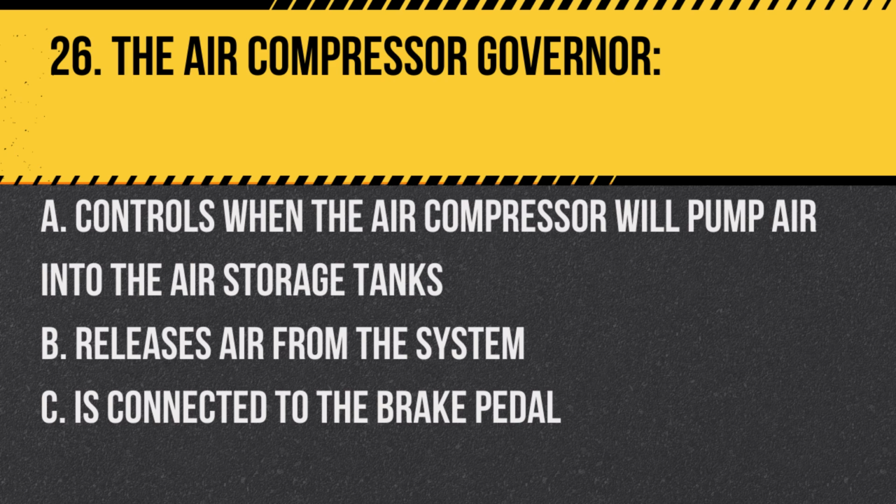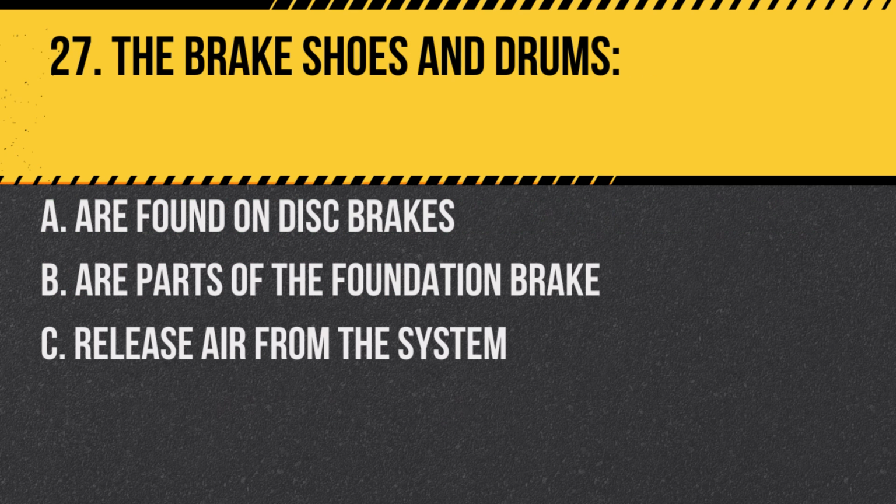Question 26. The air compressor governor. A. Controls when the air compressor will pump air into the air storage tanks. B. Releases air from the system. C. Is connected to the brake pedal. Answer. A. Controls when the air compressor will pump air into the air storage tanks. It maintains system pressure.